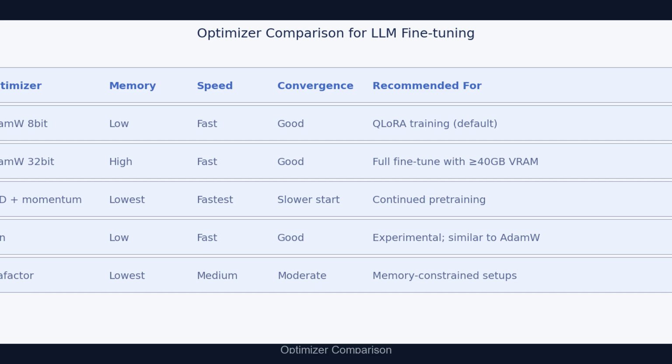SGD with momentum is the fastest option but converges more slowly, which makes it better suited for continued pre-training than task-specific fine-tuning. Lion is experimentally promising, with similar behavior to AdamW and lower memory, but less battle-tested. Adafactor uses the least memory of any option, at the cost of moderate speed and convergence reliability, making it the choice when memory is the hard constraint. For your P40 setup with QLoRa, AdamW 8-bit is the right default.